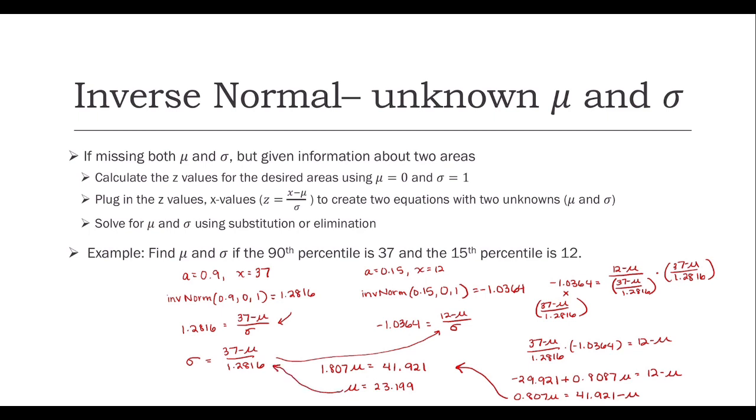So now that we've solved for mu, we can plug that in to find our standard deviation. So if we plug that in here, we get our standard deviation equals 37 minus 23.199 over 1.2816, which equals 10.769. So mu would equal 23.199, and your standard deviation is 10.769. So that's it for this one.